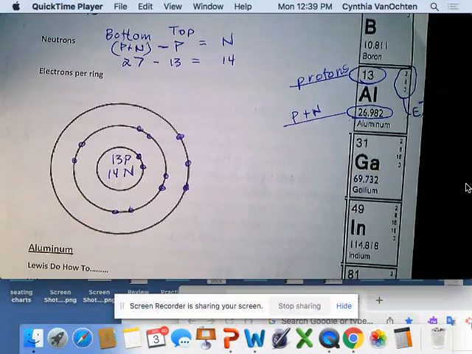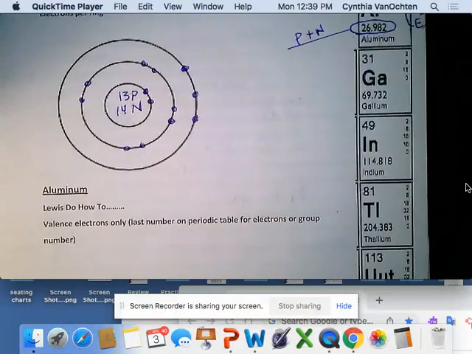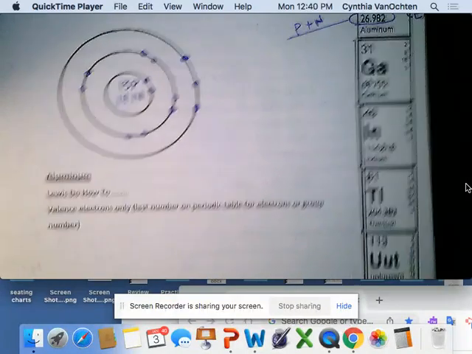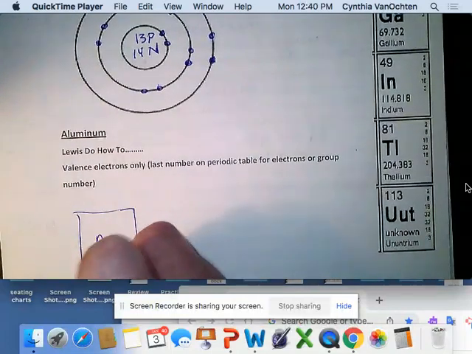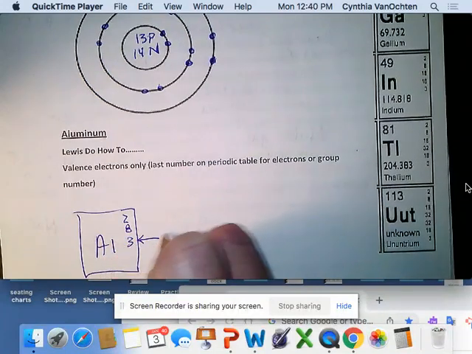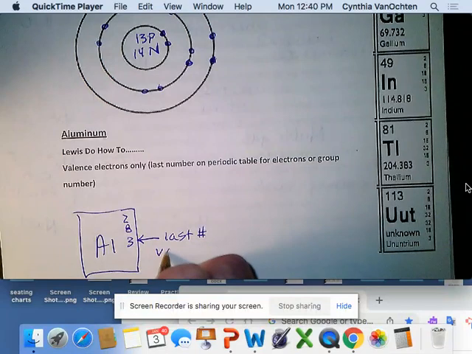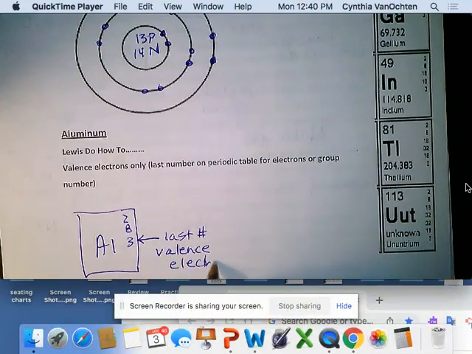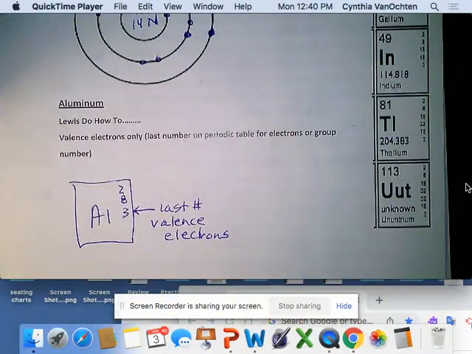The other way to represent this, and you'll have to do both on your poster that you're doing tomorrow, is to do a Lewis dot. This is another helpful way. All you have to do is look at your periodic table and look at that last number. That last number is the valence ring electrons, the number of electrons in the outer ring. And that's what you do with the Lewis dot.